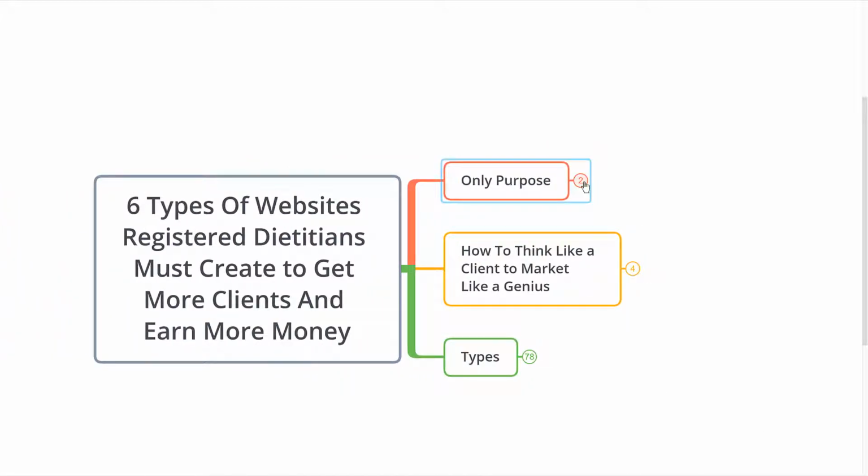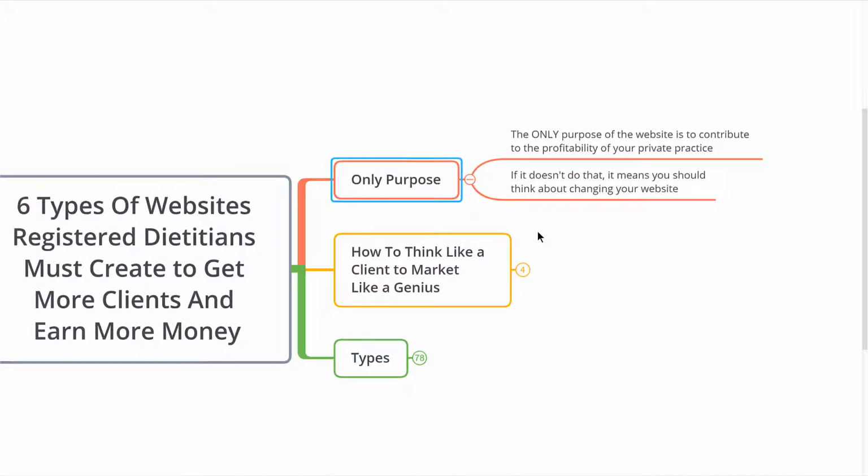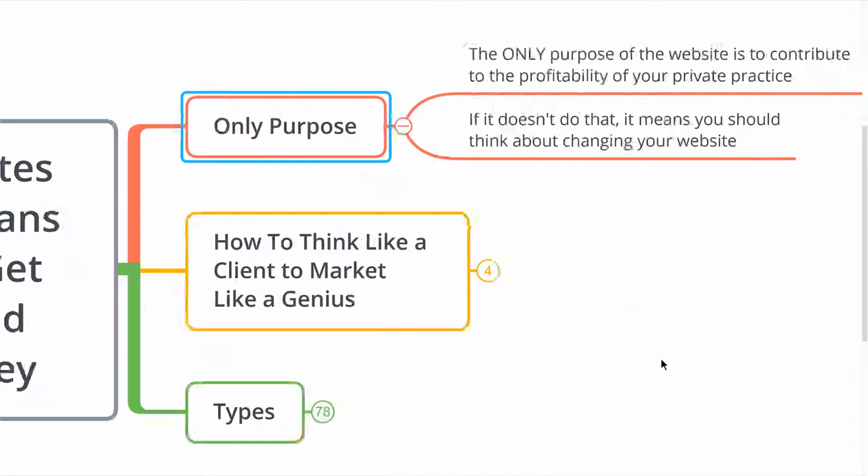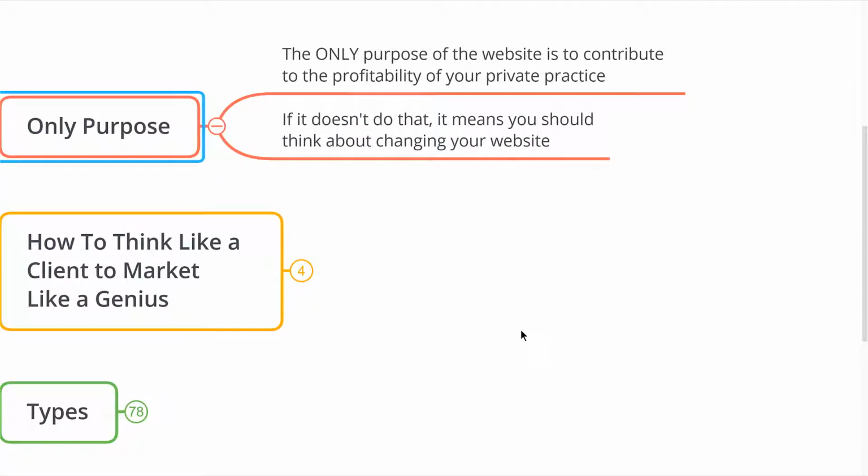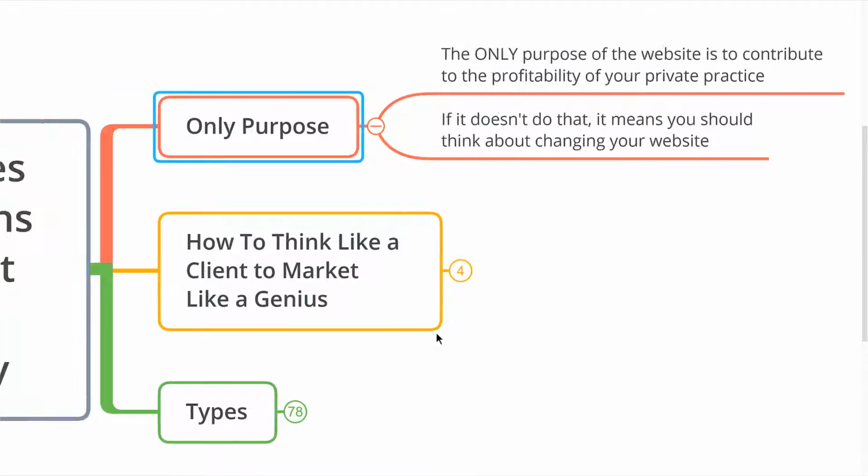So, before we talk about 6 types of website, let's look at the only purpose of having a website. The only purpose of the website is to contribute to the profitability of your private practice. If it doesn't do that, it means you should think about changing your website.